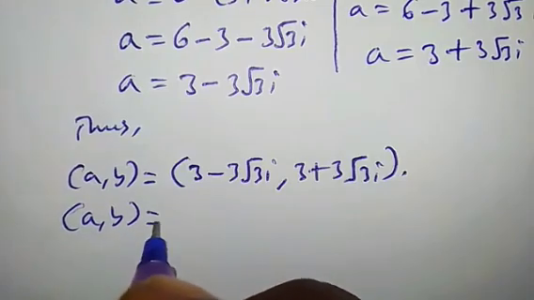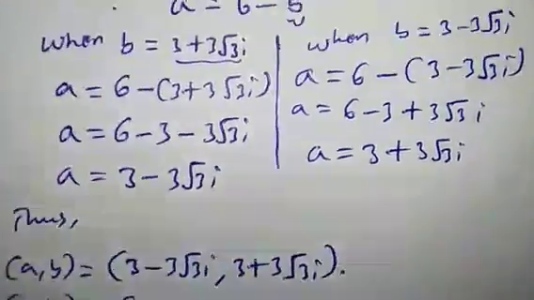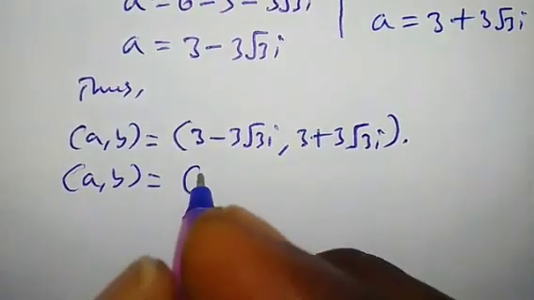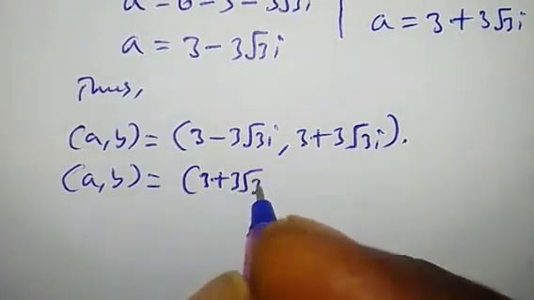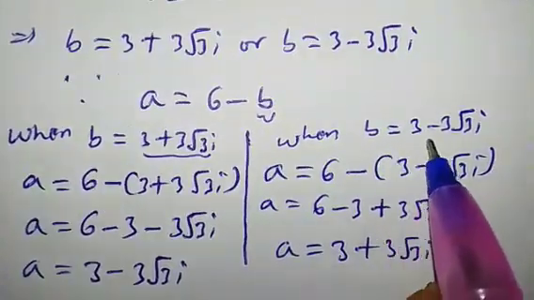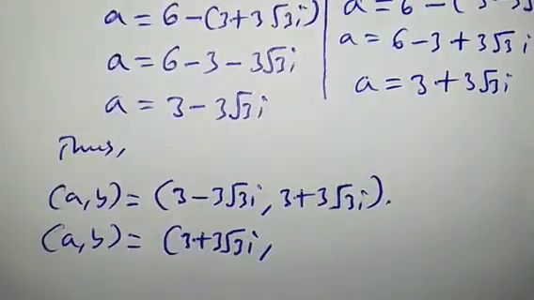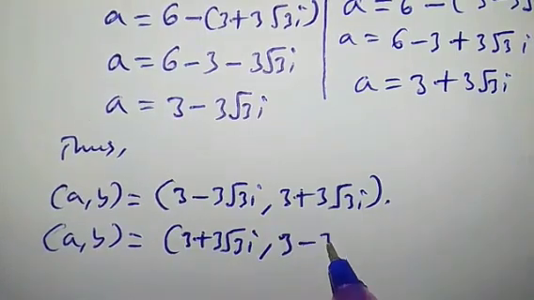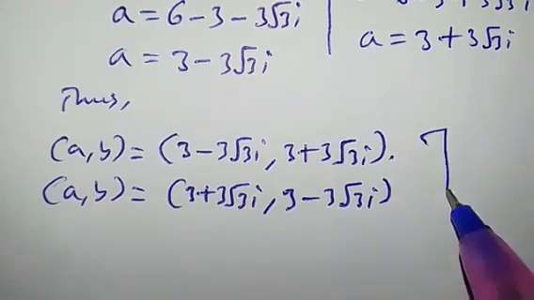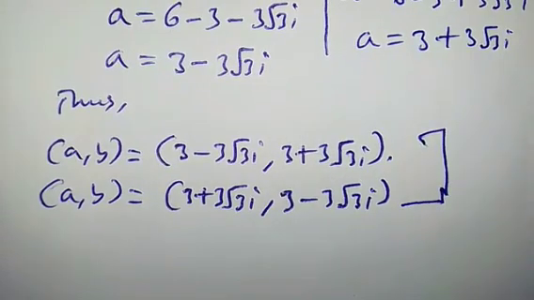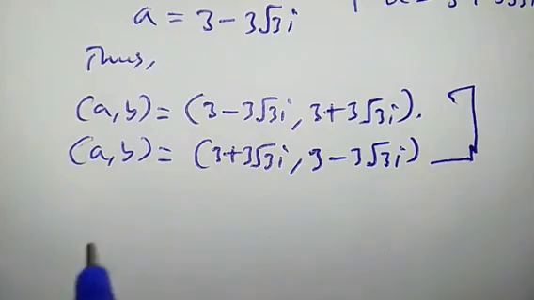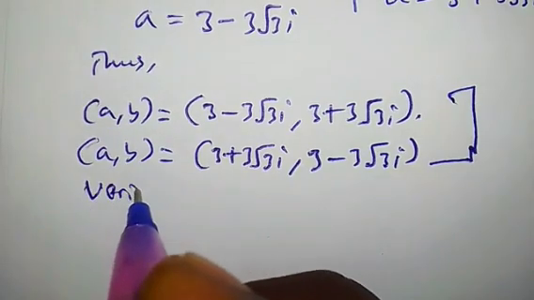a comma b is equal to, our a is 3 plus 3 root 3 i, comma, and b is what? b is 3 minus 3 root 3 i. So these are the two solutions for this simultaneous equation. Now let's verify if these solutions are correct.